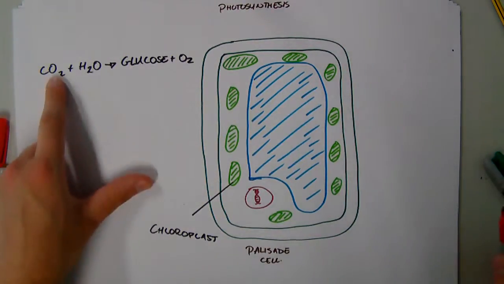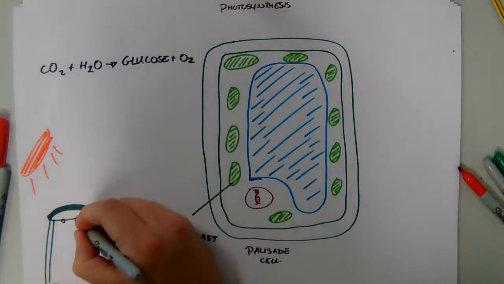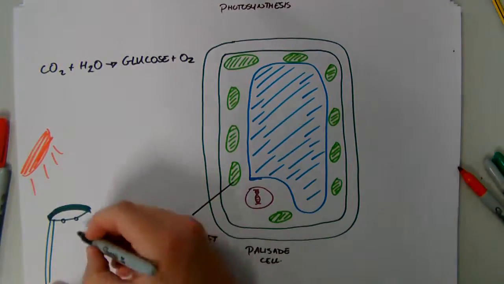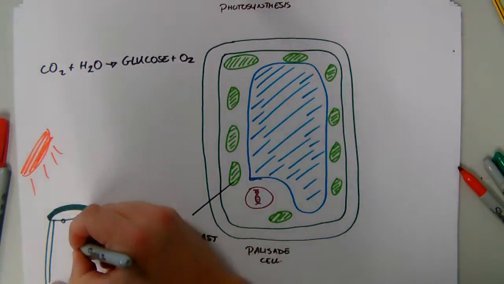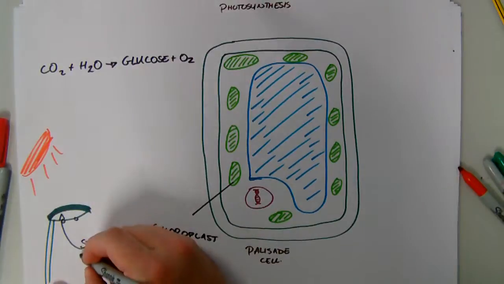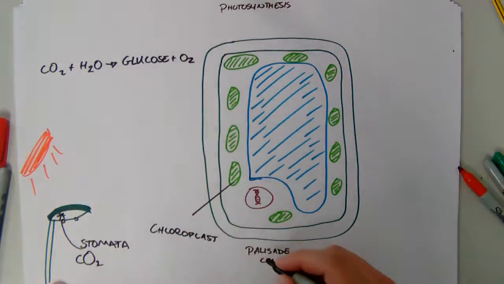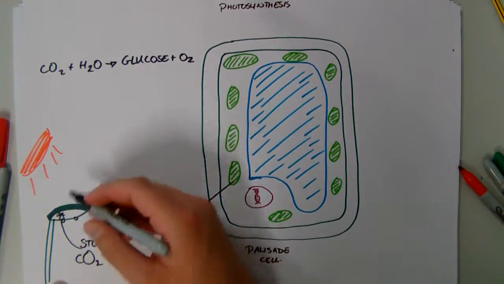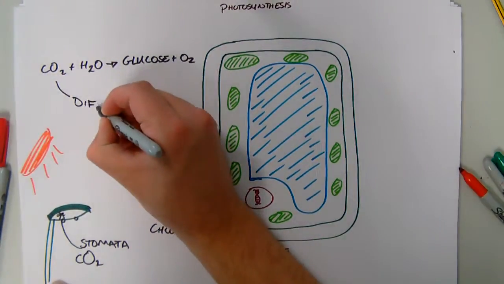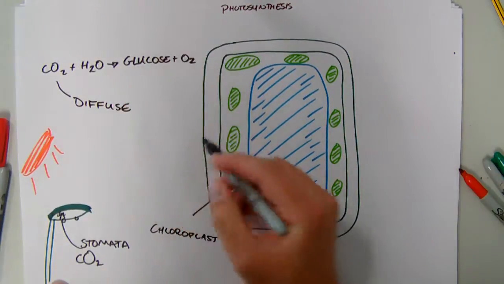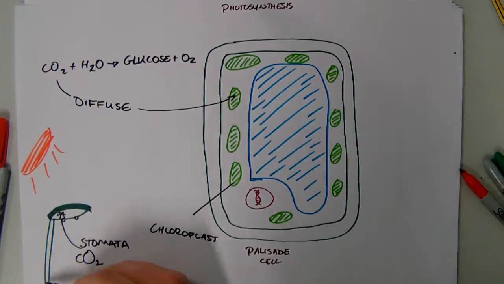Now, where do I get my carbon dioxide from? Well, at the bottom of my plant I've got those tiny little holes, those tiny little stomata. So my stomata allow my carbon dioxide to come in to the plant. Now there's a high concentration of CO2 out here and a small concentration of CO2 in here. Therefore my carbon dioxide will diffuse in. So my carbon dioxide will diffuse into my chloroplasts.